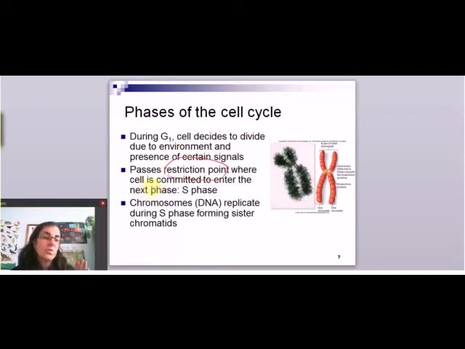And the cell has to look both ways, this is kind of how I think of it, and see, do I have the materials that I need to divide? Are there the resources I need to divide? And are there signals in the environment and within myself that I should divide? If the answer to all of those questions is yes, then the cell will continue into the next phase, the S phase. The S phase is when the chromosomes are copied. So remember, S stands for synthesis. So this will be when sister chromatids form.